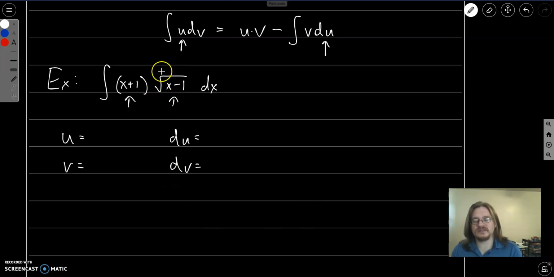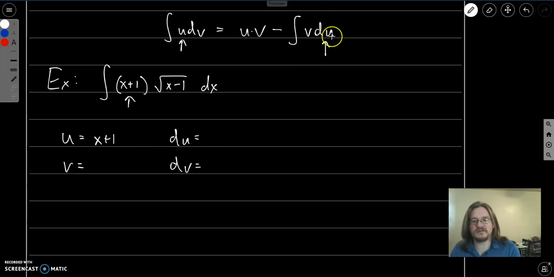Well, if we chose the square root of x minus 1, we're going to have to take a derivative of that and then integrate something with that in it. Well, the derivative of the square root of x minus 1 is going to be another square root of x minus 1, so it doesn't really get any simpler. So that's a bad choice. The choice that we want to make for u is x plus 1.